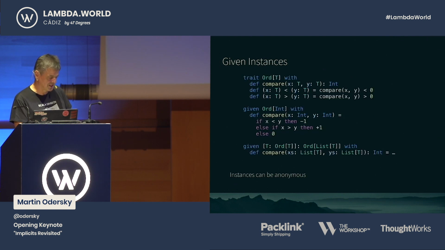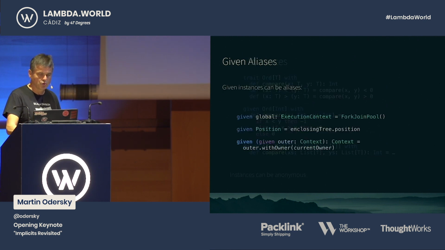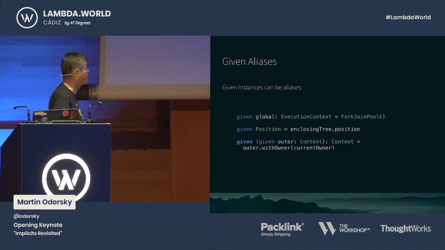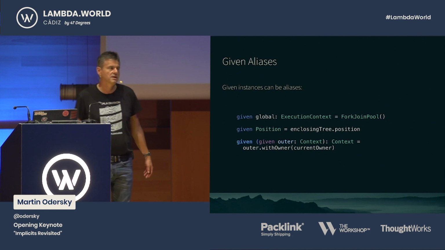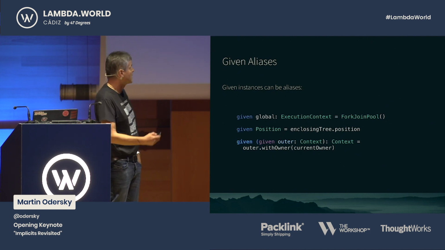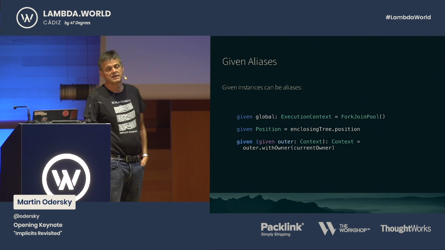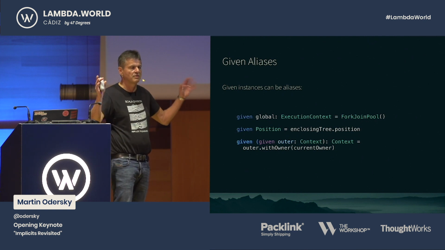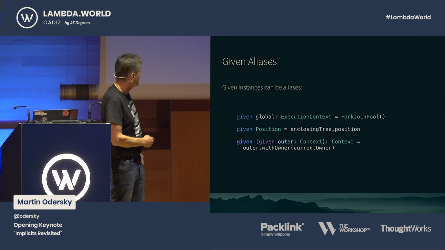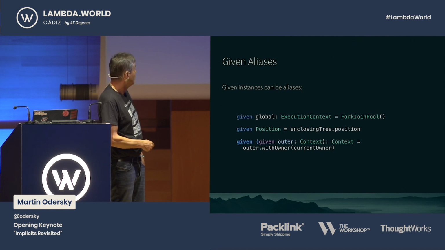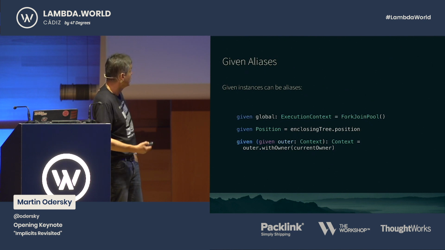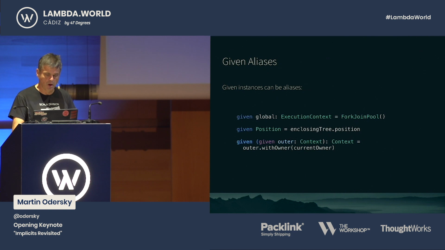Okay, so those were given instances which, if you translate them to what happens, would be an implicit object. So essentially, you write the dictionary, and that would be a function that produces a dictionary given another dictionary. You can also write them as aliases. That's another thing that often happens for context passing. For instance, a lot of the concurrency abstractions in Scala futures and Scala parallel collections need an execution context, and it's very boring to pass an execution context down to everything. So it's an implicit, and the way you can write this now is you say, I have a given global execution context, and that's a fork join pool. Or I have a given position, and that's the enclosing position of the enclosing tree, and so on. So these things can be aliases as well.